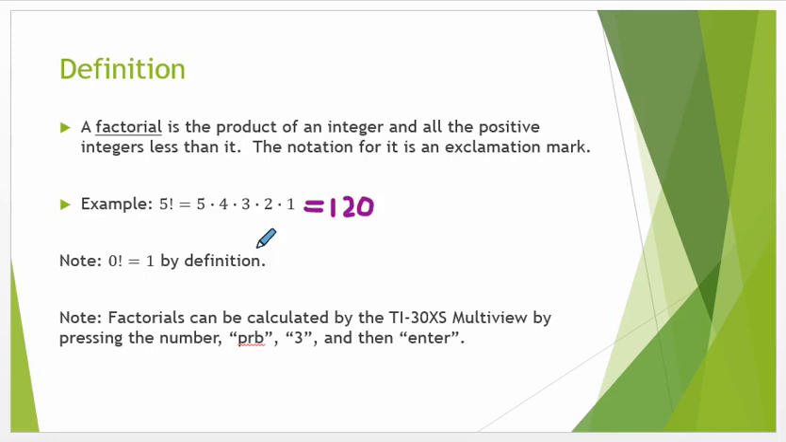And if you let it equal 0, then those fractions would come out undefined. We wouldn't be able to find an answer for them. So 0 factorial is equal to 1. It's just by the definition of what a factorial represents.